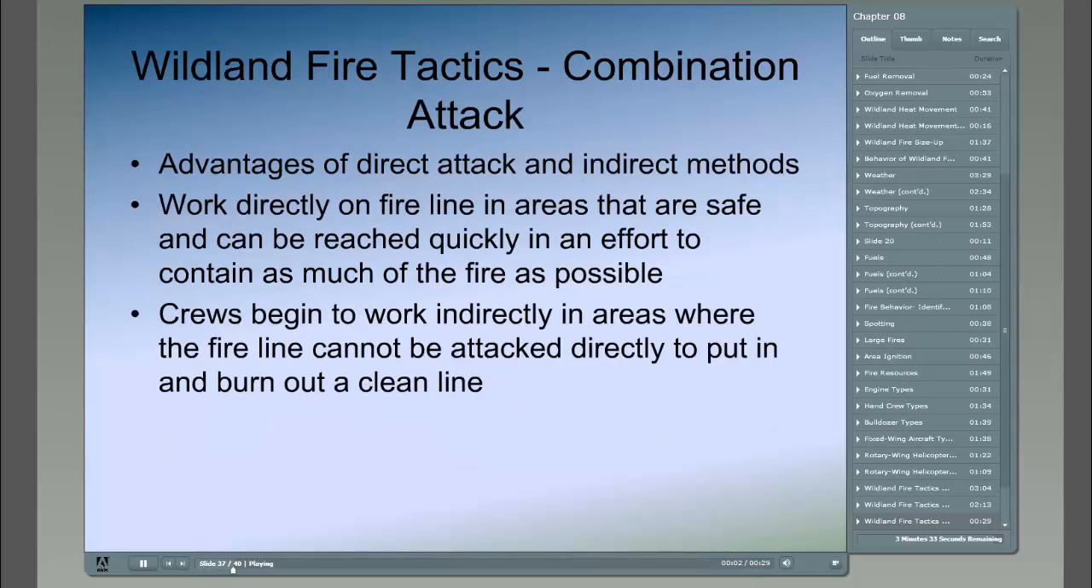The combination attack takes advantage of the direct attack and the indirect methods when possible. Firefighters will work directly on the fire line in those areas that are safe and can be reached quickly in an effort to contain as much of the fire as possible. At the same time, resources permitting, crews begin to work indirectly in those areas where fire line cannot be attacked directly. Most incident commanders will use this method of attack.